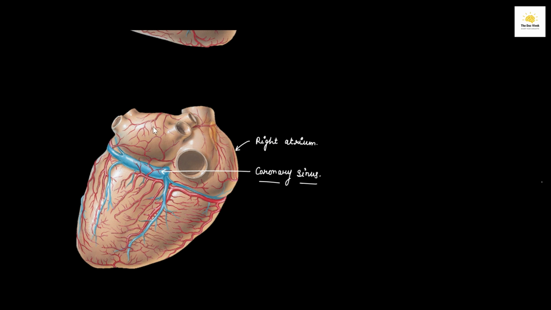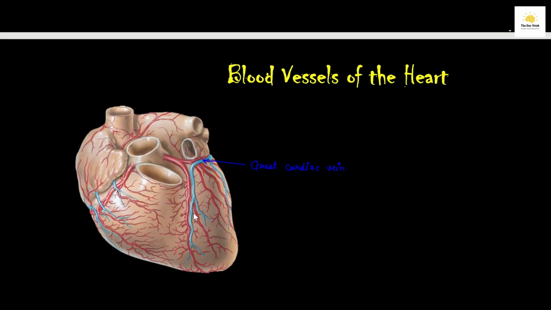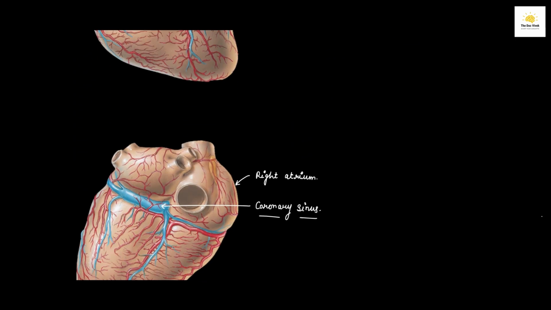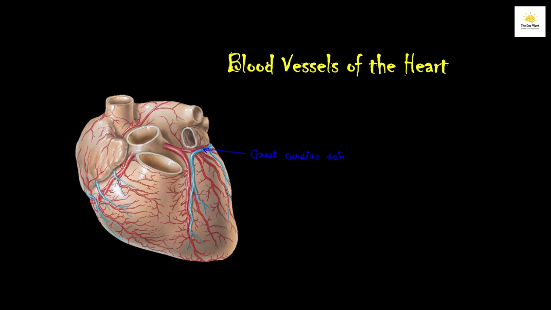So if we talk about the parts which are drained by this great cardiac vein, we can see that the great cardiac vein collects blood from the veins of the anterior surface of both ventricles and the interventricular septum as well, and from the posterior surface of the left atrium and left ventricle. So it was the first cardiac vein, the major cardiac vein, we can say. The first one is the great cardiac vein.